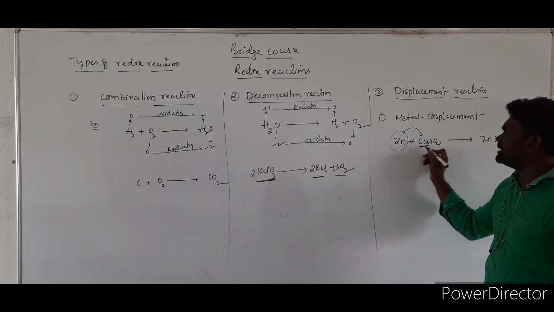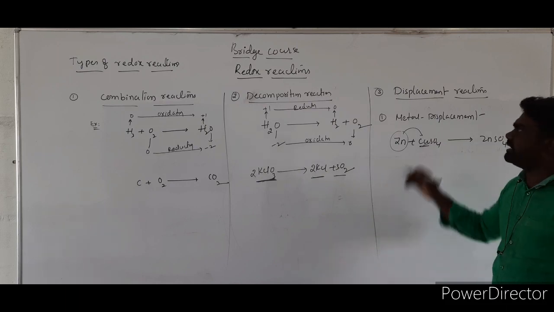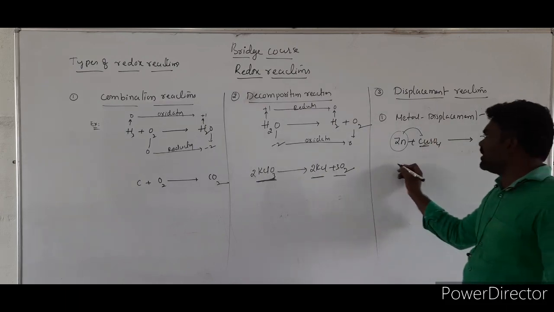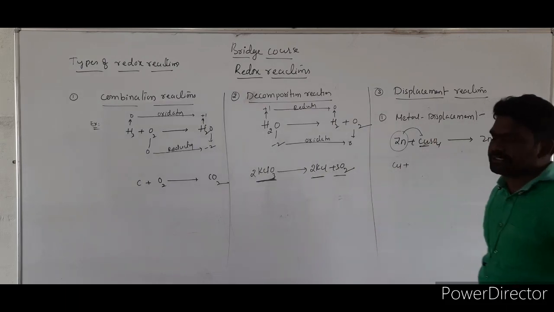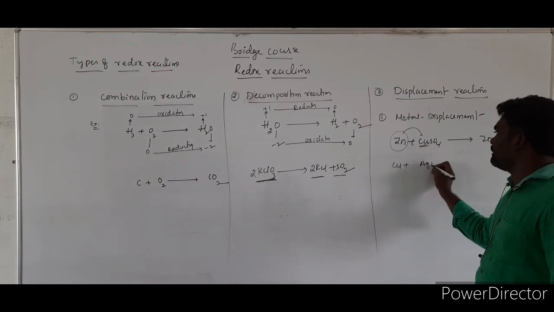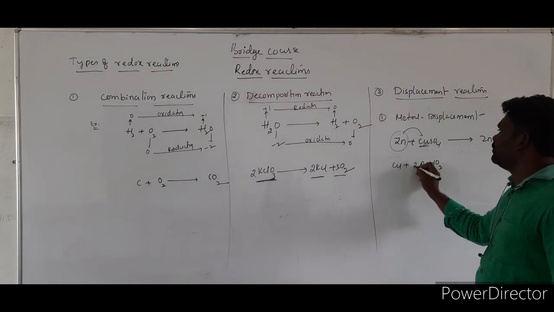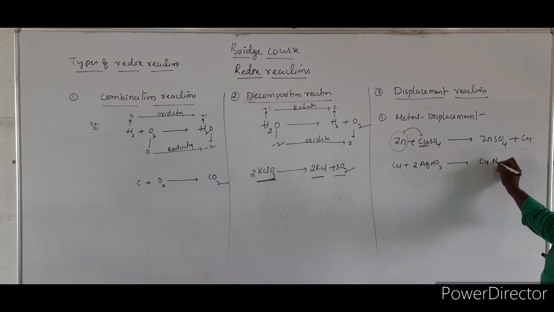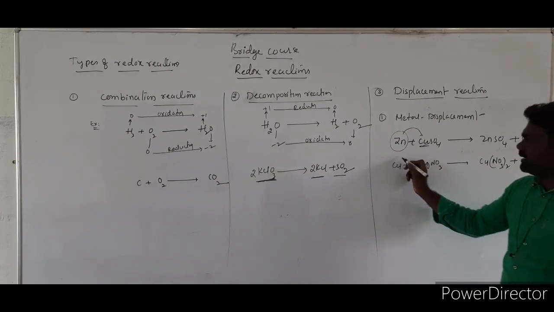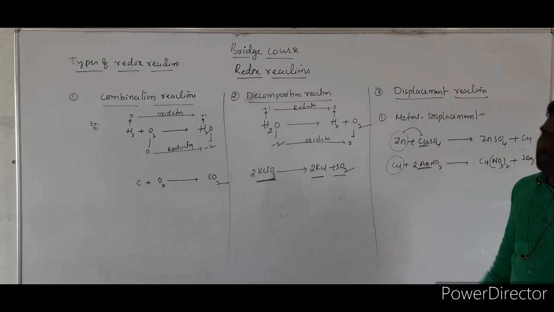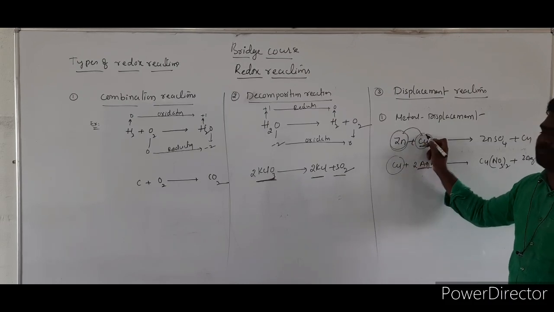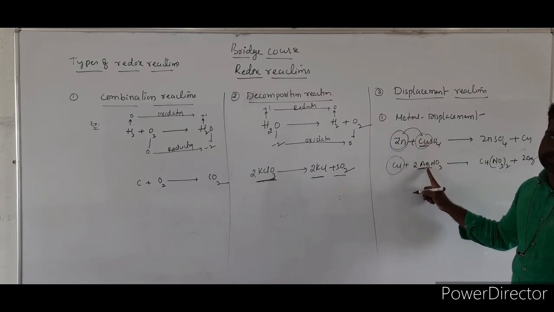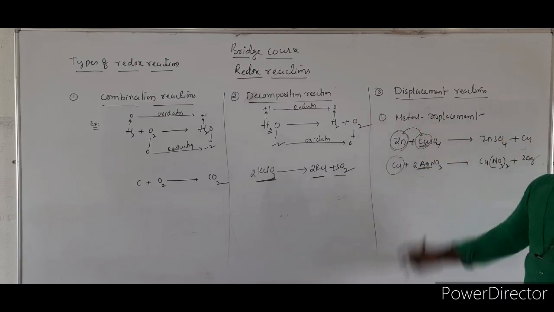Here metal displaces metal. So in metal displacement reactions, you can take Cu plus AgNO3, two molecules we have taken. The product is Cu(NO3)2 plus 2Ag. In this case, copper displaces silver. In the previous case, zinc displaced copper. Metal displaces metal, so we call it metal displacement.